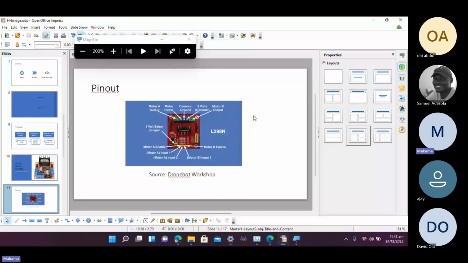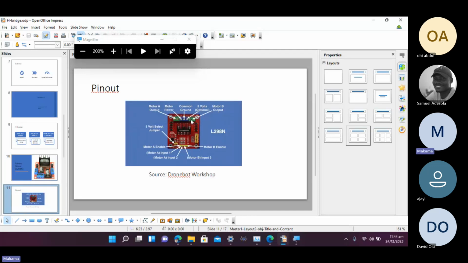Sorry, let me rephrase what I said. If your motor A and motor B operate at 5 voltage, that means your motor power will be 5 voltage, or I should say the motor voltage should be 5 voltage. When I say motor power, I'm referring to this pin. So if your motor A and motor B operate at 12 voltage, your motor power will be 12 voltage. But you can decide to neglect this 5 voltage, because you can see it's optional. We have a common ground for both the power, the motor power and the 5 volt option.